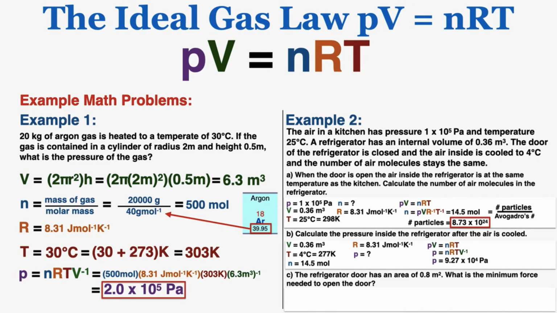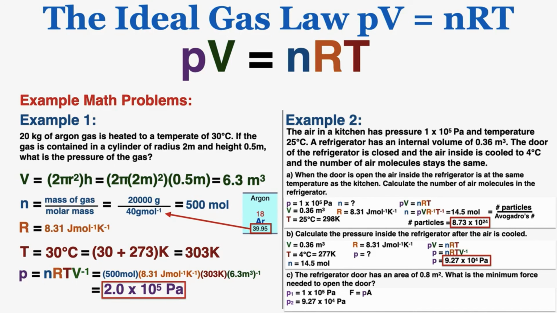What is the minimum force needed to open the door? You'll remember from the pressure lecture that we need to understand the force on both sides of the door before we can understand how much force it takes to open the door. The pressure on one side, the outside, is 1 times 10 to the 5th pascals, and on the other side, from the previous answer, is 9.27 times 10 to the 4th pascals.